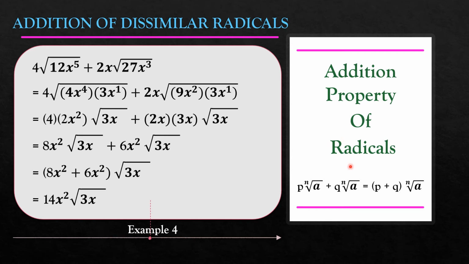Then, pwede na natin gamitin si addition property of radicals. So, we just add the coefficients. That's why, meron tayo ditong 8x squared plus 6x squared. And then, just copy the common radical square root of 3x. Then simplify 8x squared plus 6x squared, that is 14x squared. And then copy the common radical, which is square root of 3x. So the sum of 4 square root of 12x raised to 5 and 2x square root of 27x cubed is equal to 14x squared square root of 3x.